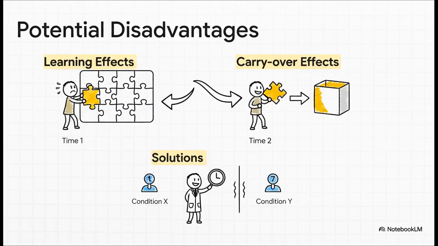But you do have to watch out for a few things. Sometimes participants get better at a task just because they've done it a few times. We call that a learning effect. Or the effects of one condition, like tasting a really strong soda, might kind of linger and influence how they rate the next one. That's a carryover effect. Good researchers know about these things and design their studies to minimize them, often by using control groups or building in washout periods between tests.